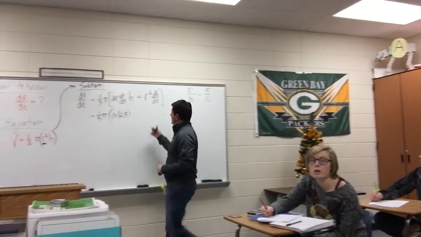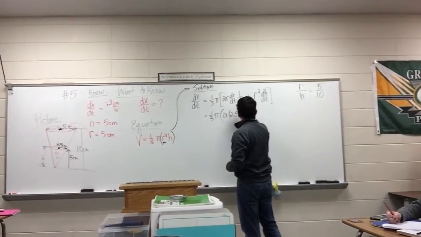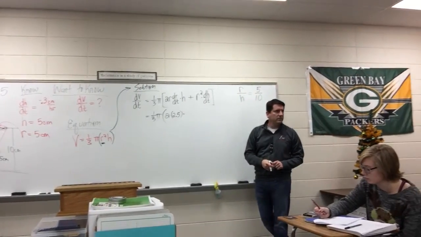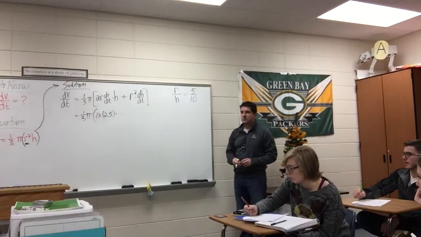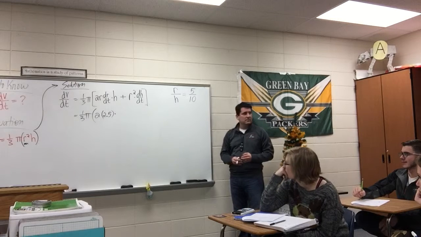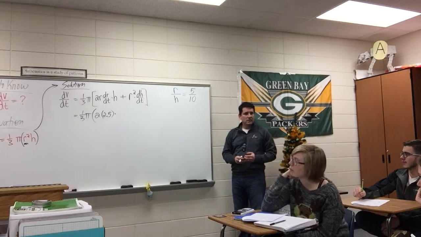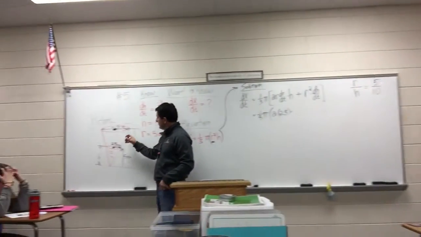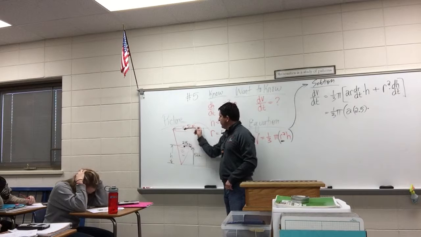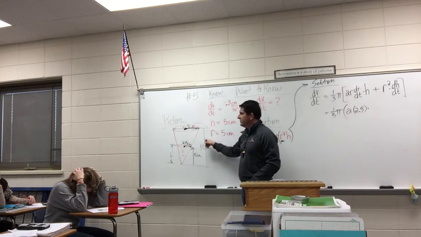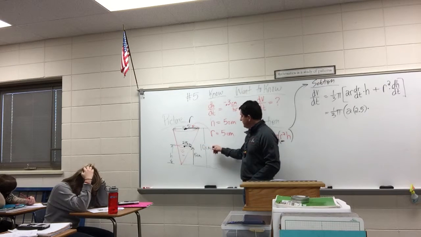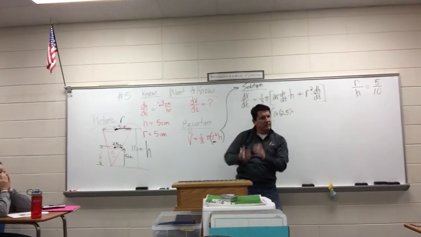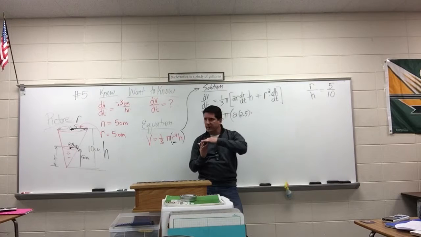So the radius is 2.5. Okay? All right, do we know dr dt? Okay, well, wait a second. We only know dh dt. How are we going to figure out dr dt? Okay, the radius to the height was 5 to 10, right? 5 to 10. Do you agree that as this is evaporating, the radius and the height should be related?